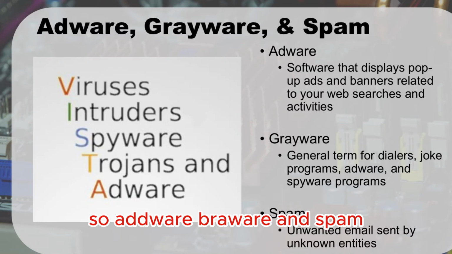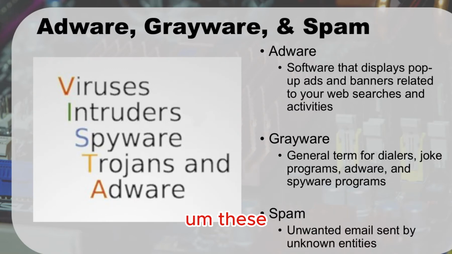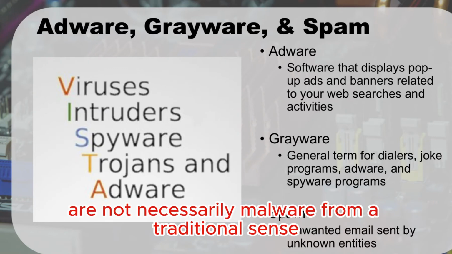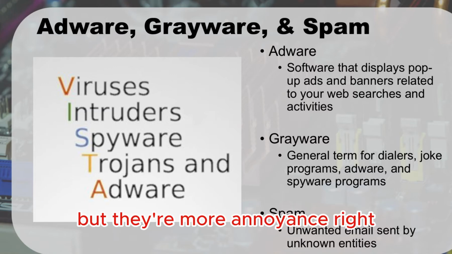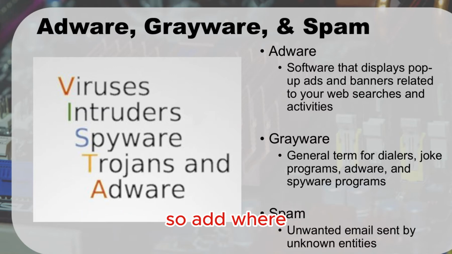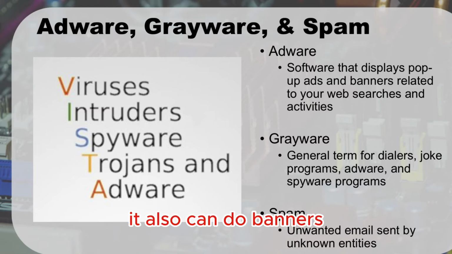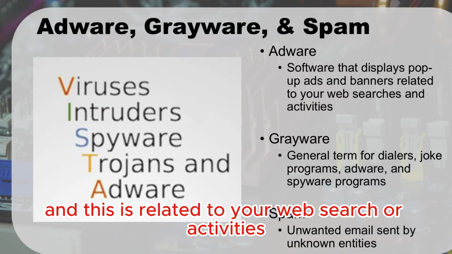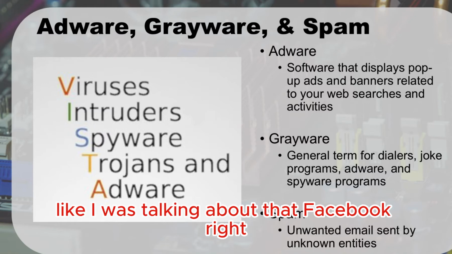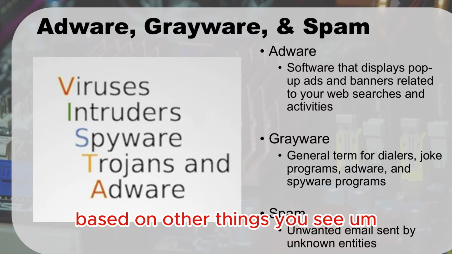So adware, grayware, and spam. These are not necessarily malware in the traditional sense, but they're more of an annoyance, right? Adware is software that constantly displays pop-up ads on your computer. It can also show banners, and this is related to your web searching activities. Like I was talking about with Facebook, right? You're getting these advertisements based on other things you see.